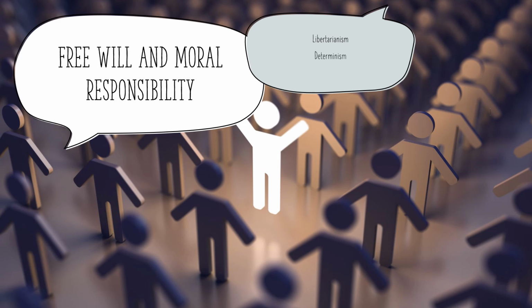So what we're going to have a look at today is a bit of revision on free will and moral responsibility. So this is year 2 ethics. We're going to look at libertarianism, determinism and their implications for moral responsibility, as well as one or two strengths and weaknesses to do a bit of evaluation.